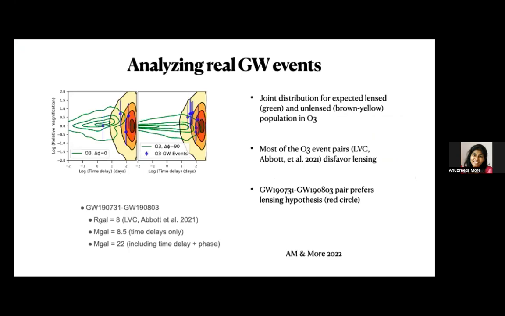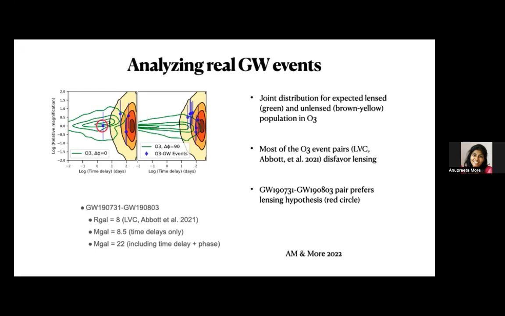So what we are showing here is one particular phase shift combination on the left and another phase shift combination on the right. Here we are showing the joint distribution. You can see on the x-axis is delta t, and here are the relative magnifications. The green is for the lensed population event pairs, and these colored shaded regions are for the unlensed event pairs. So you can clearly see the shift or the difference in the peaks of these distributions, and also how the time delays are correlated with the relative magnifications. And these blue points show the real data for different event pairs. And we find that this particular event pair here seems to be almost coinciding with one of the peaks of the lensed population.